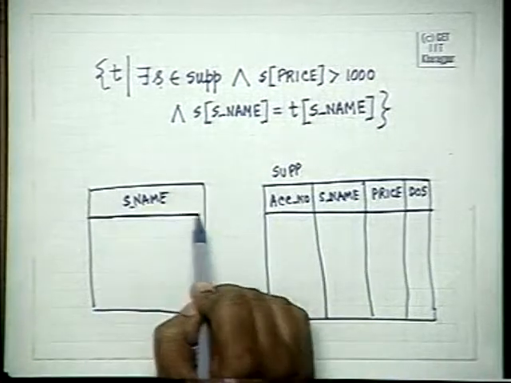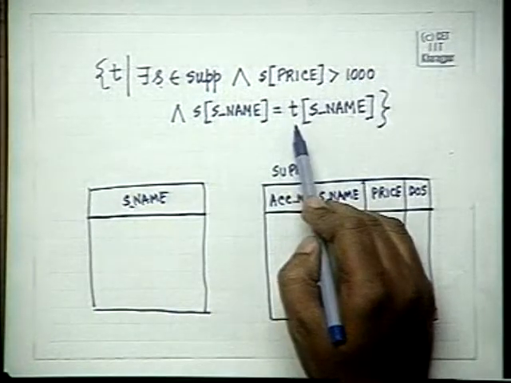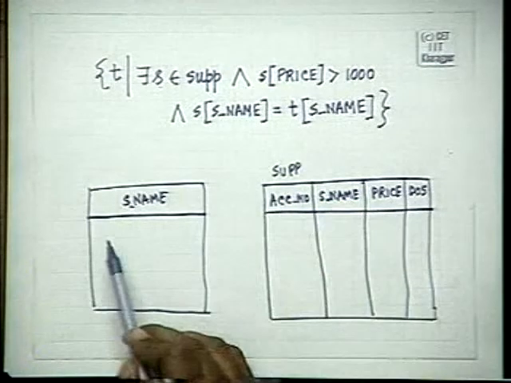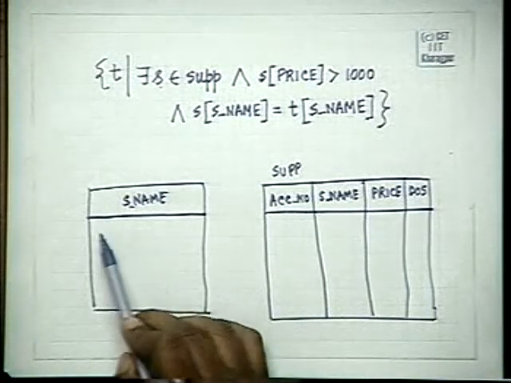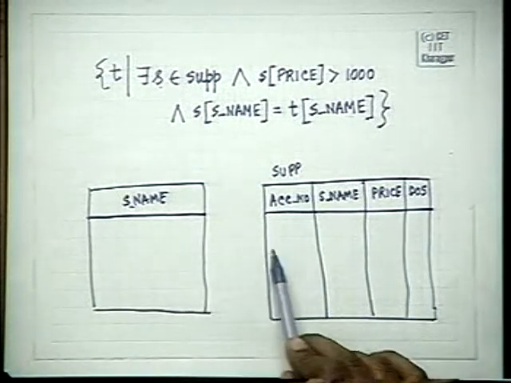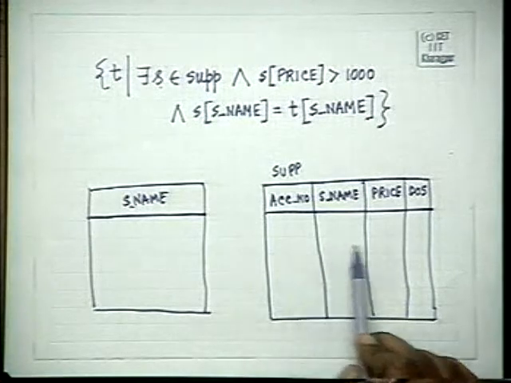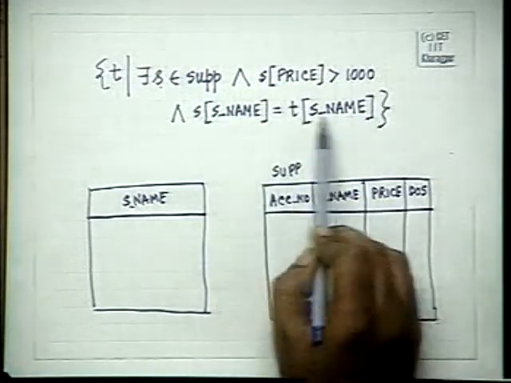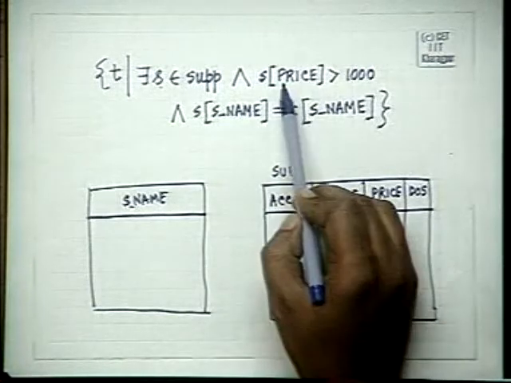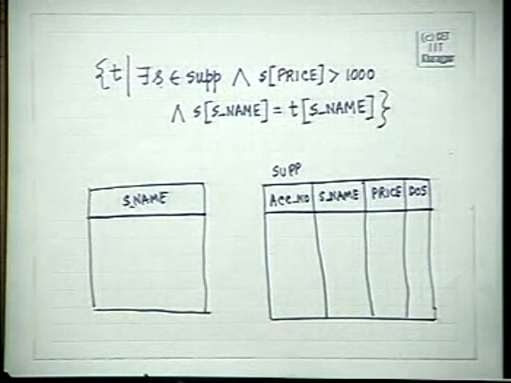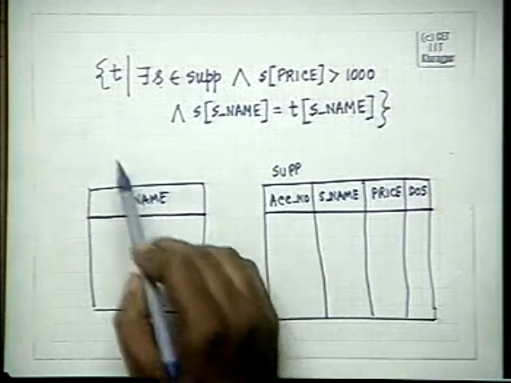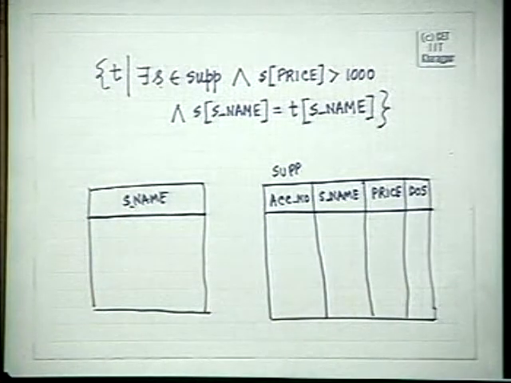So here we will have only one attribute, because that is the only attribute which has been mentioned, which will consist of a set of supplier names, and for every supplier name which is mentioned here, there must exist in S a tuple such that this name is equal to this name and this price is greater than 1000. So this is a simple example of a query in tuple relational calculus.